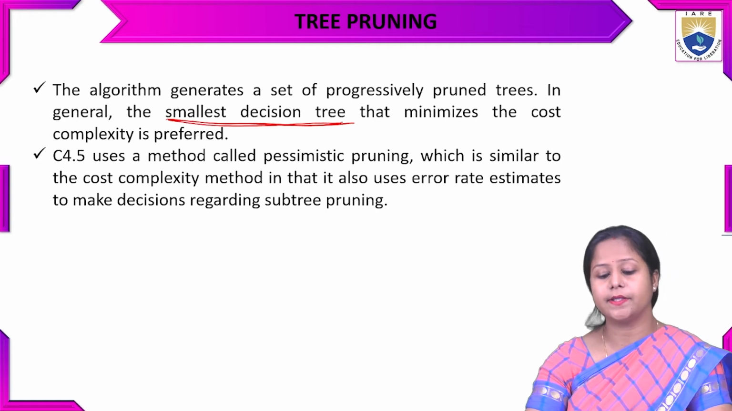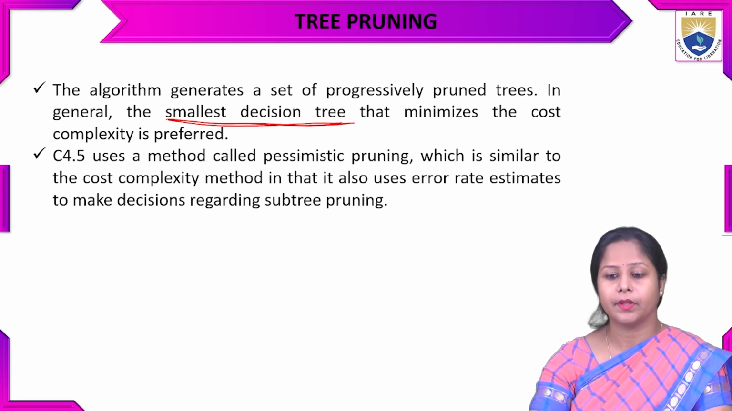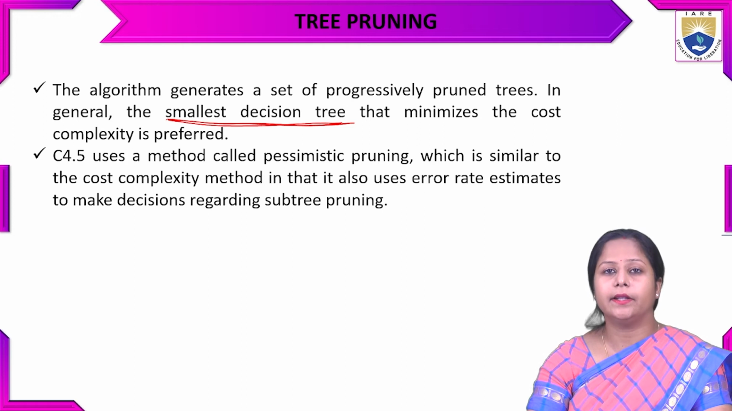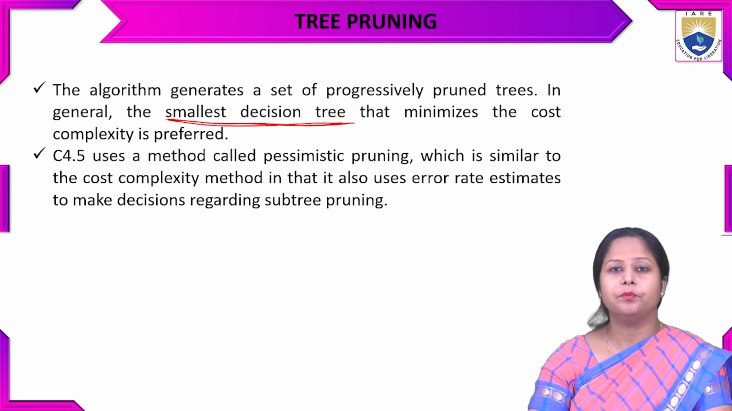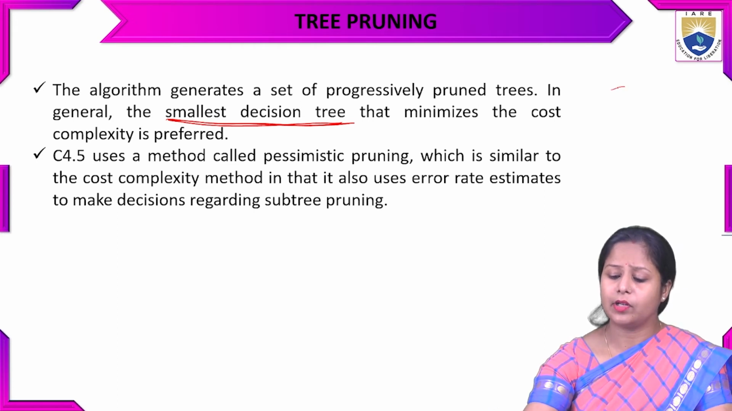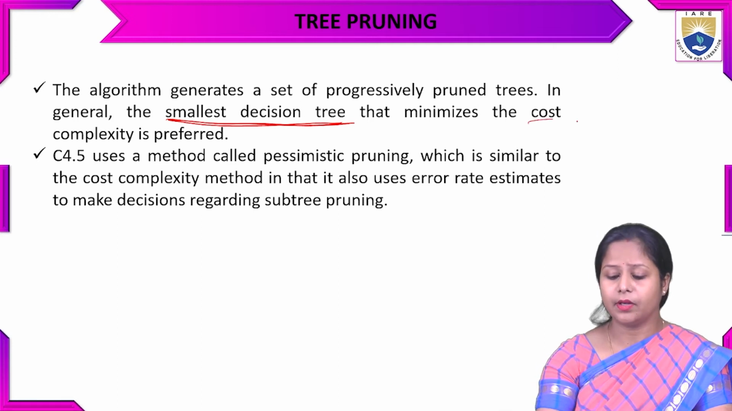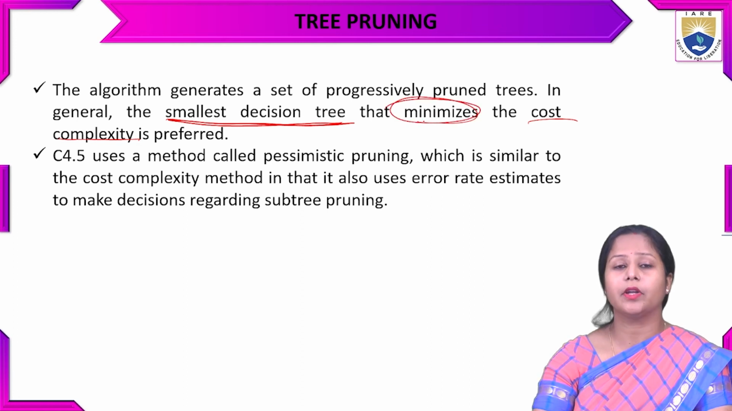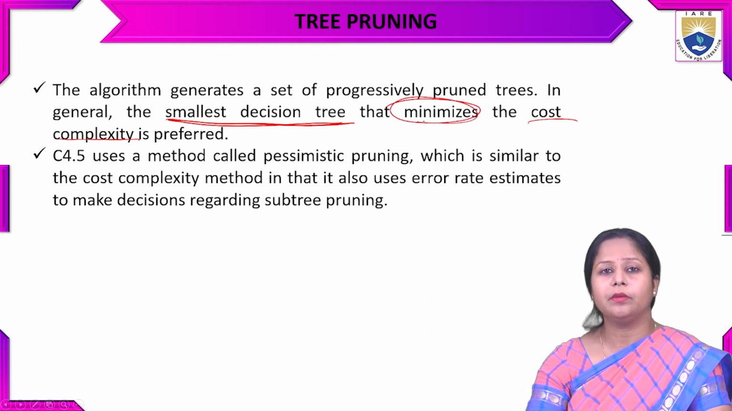That generates a set of progressively pruned trees. After the pruning, the smallest decision tree that minimizes the cost complexity is preferred. So we are also working on the cost complexity, if we are going to use the tree pruning method.